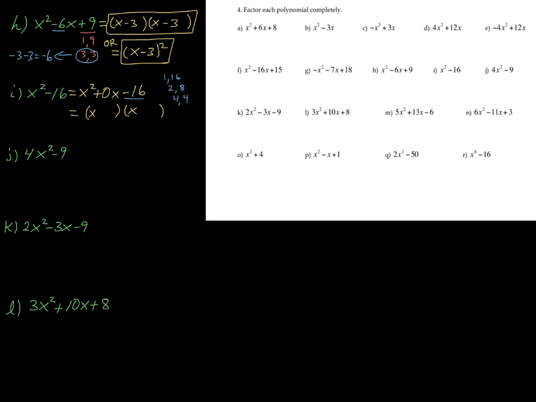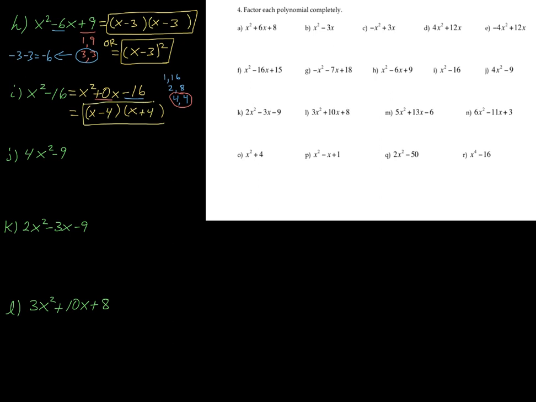Okay, and my middle term now is a 0x. And so what I want is to build a 0 out of one of these pairs. And again, I'm going to have to assign a positive and a negative to one because their product is a negative number. So giving that some thought, it's going to have to be this pair, the 4 and the 4, where I'm going to make one of these positive and one of them negative. So I'll say x minus 4 and x plus 4, okay?